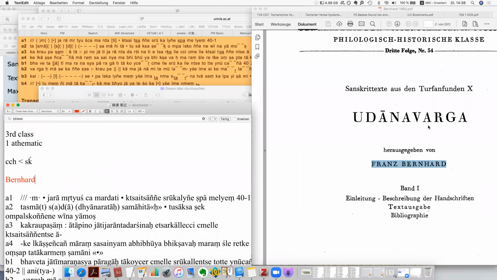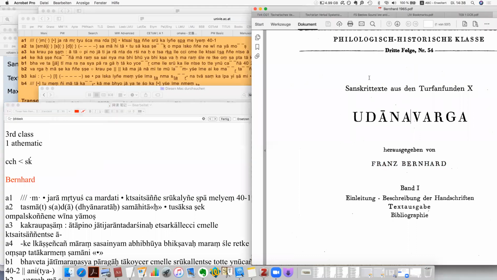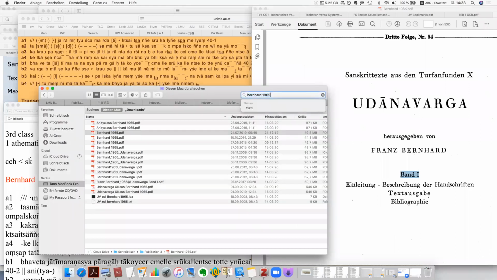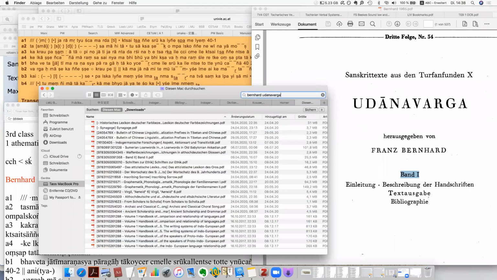Bernhard. So he edited the Sanskrit text of the Udānavarga from the Turfan collection. This is the first volume, and I think the third volume contains the Tibetan translation of the Udānavarga, and you can actually check it. Udānavarga.